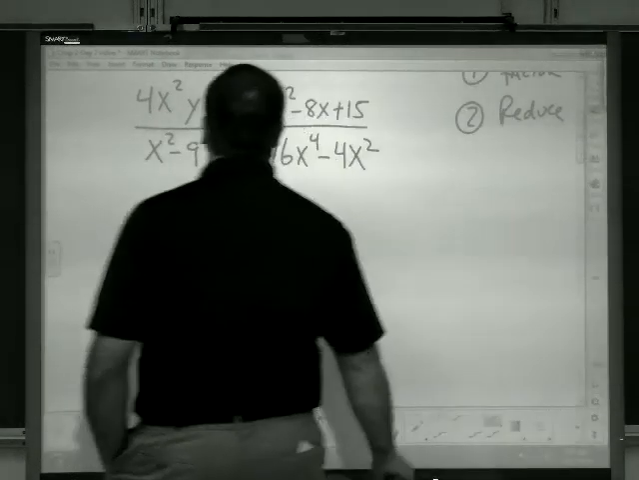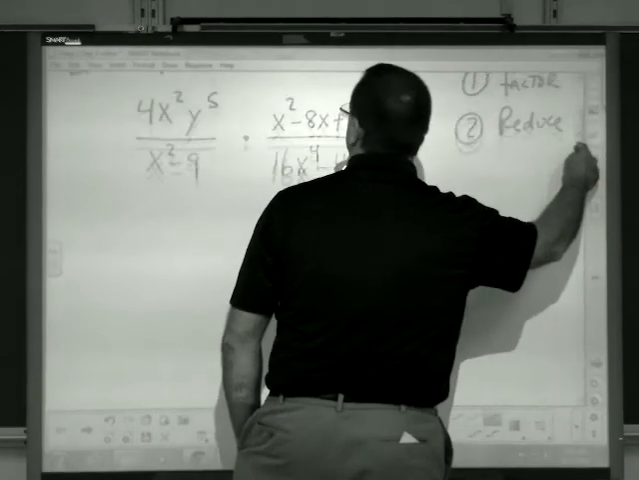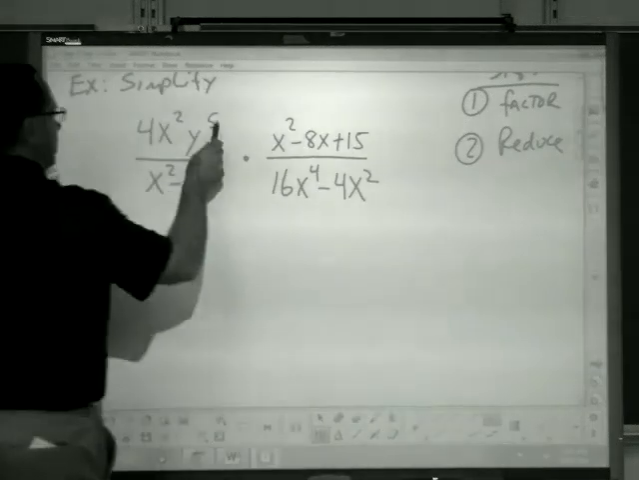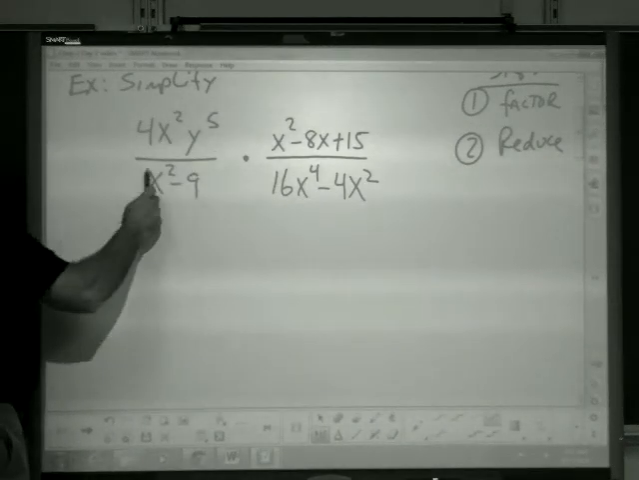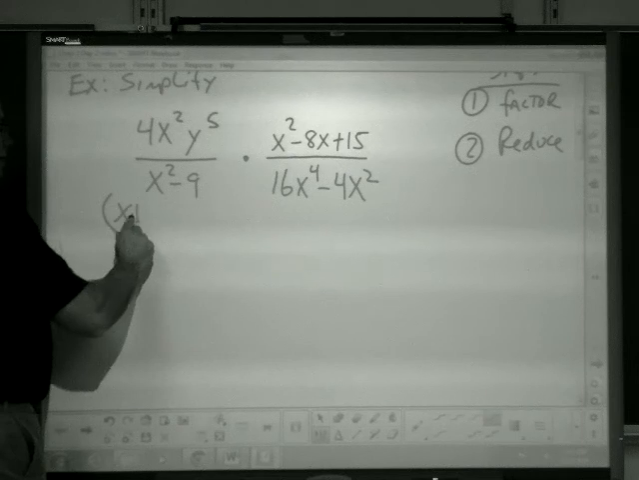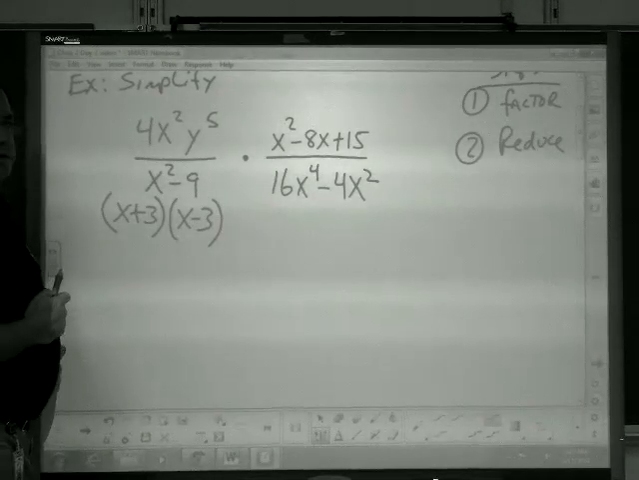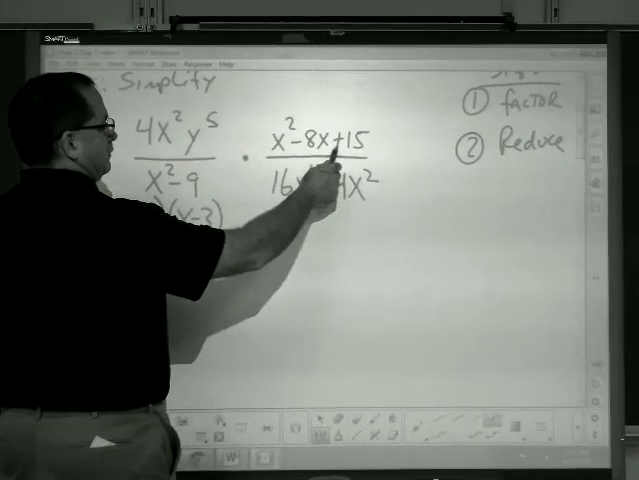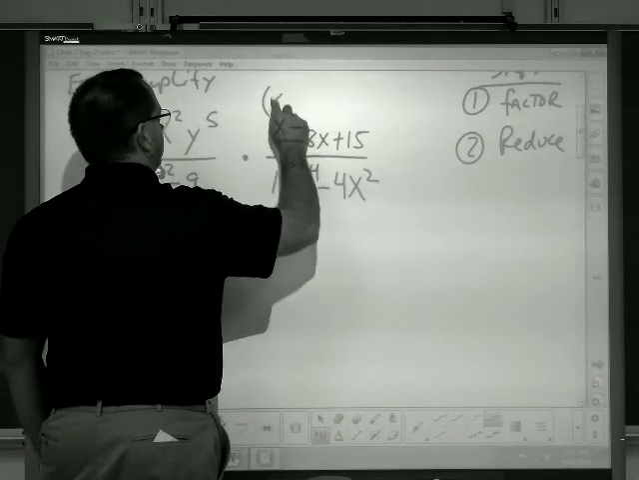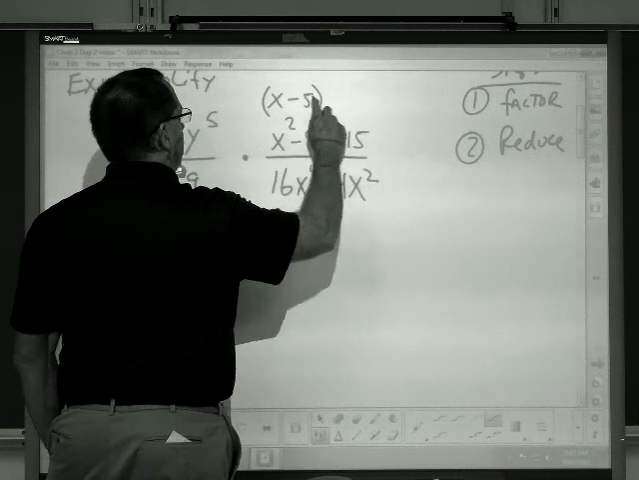Okay, so factor where possible. Well, nothing factorable here. This can factor into x plus 3, x minus 3 because it's a difference of perfect squares. This one, factors of 15 that add to 8: 5 and 3, and a minus on each.